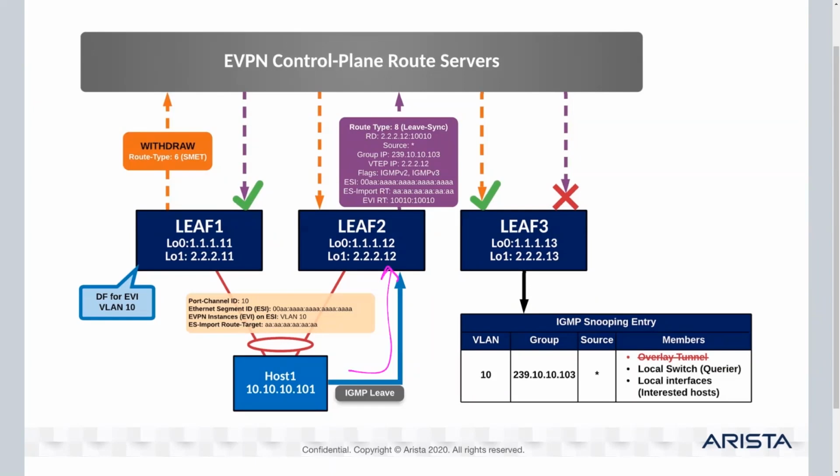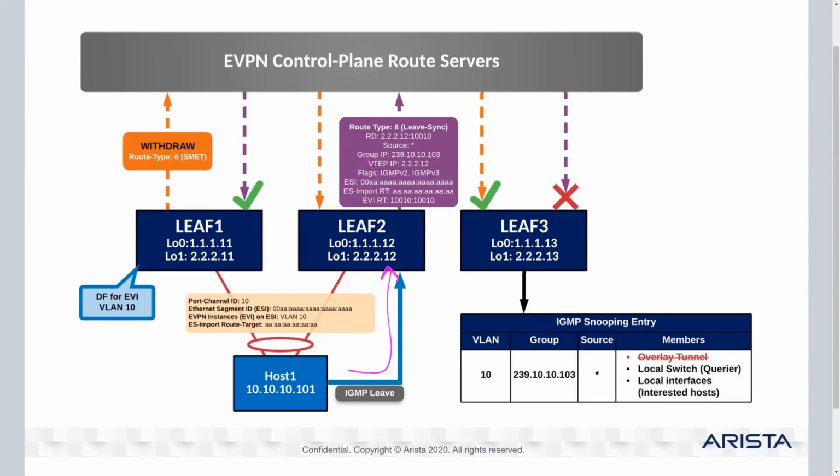Once this is received by leaf 2, it will then originate the type 8 leave sync route. So very similar to the join sync, except in this case it's going to say, hey, this particular receiver is no longer interested in receiving this feed. So the route is then again going to be imported and processed by leaf 1 since it's looking to import this particular ES import RT.